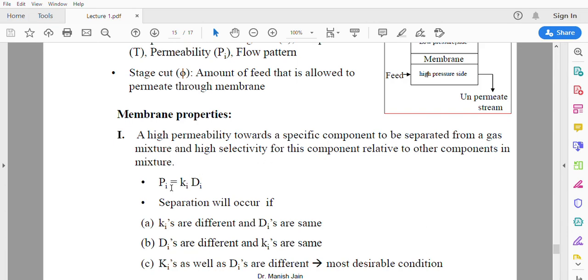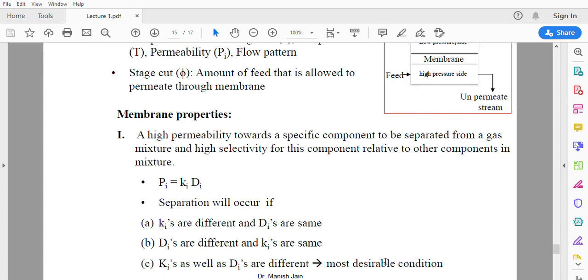So permeability is defined as the product of Henry's coefficient and the diffusion coefficient. Separation occurs if Henry's coefficients are different and diffusion coefficients are the same. Separation may also occur when diffusion coefficients are different and Henry's coefficients are the same, and again when the Henry's coefficient and diffusion coefficient both are different for the different components. The third is the more desirable condition.